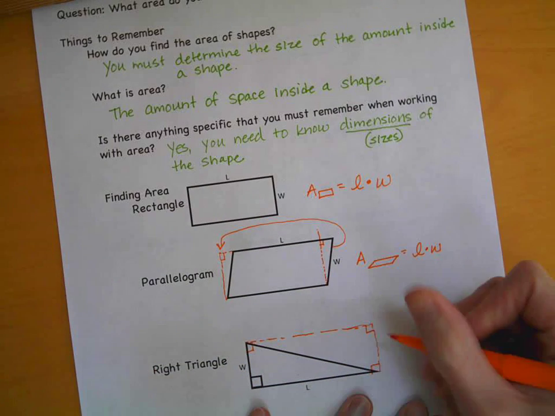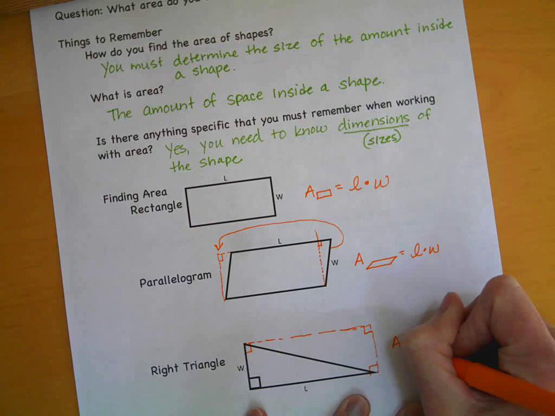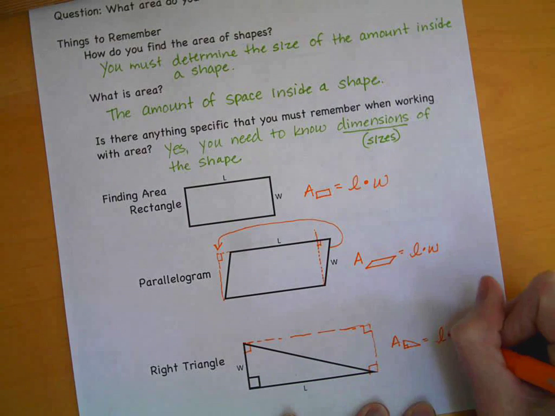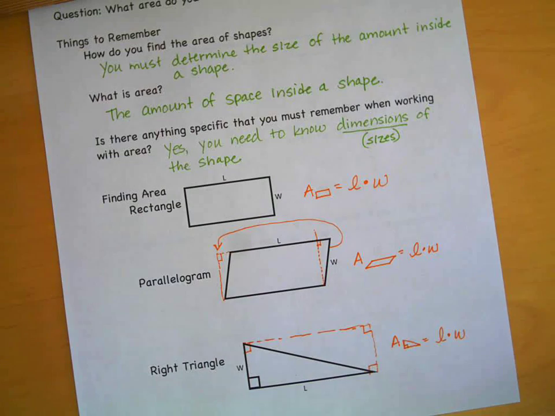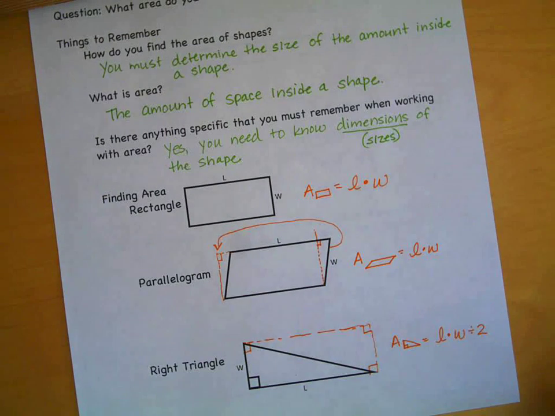And so in order to find the area of a right triangle, or any triangle for that matter, you have to take the length times the width, because that's a rectangle, and then we cut it in half, so we need to divide it by 2. So you take the length times the width and then divide it by 2.